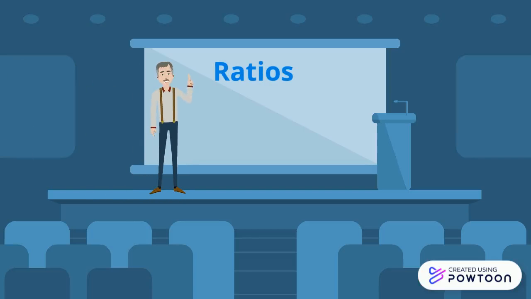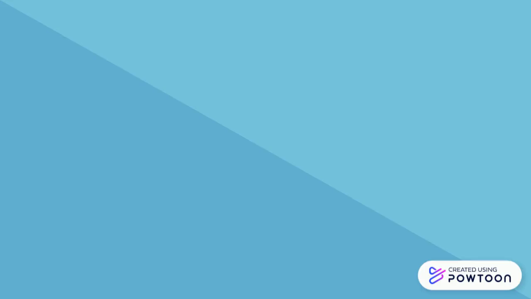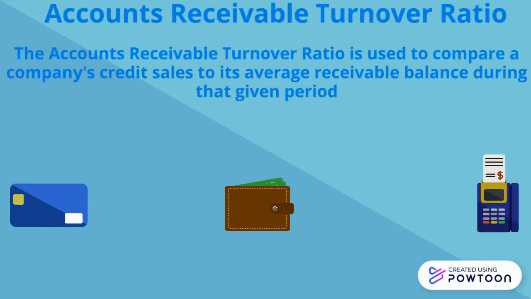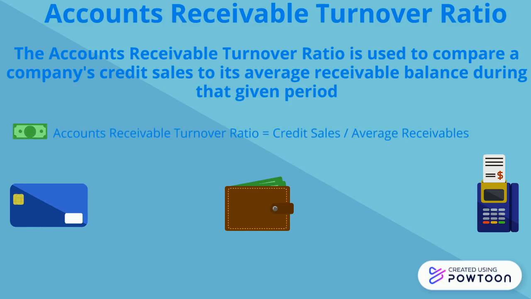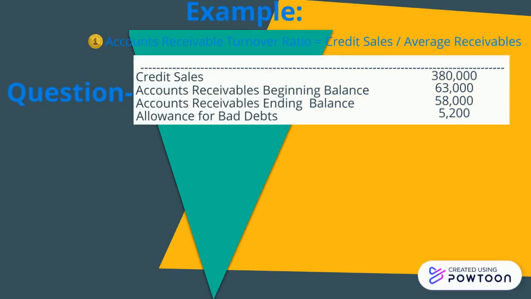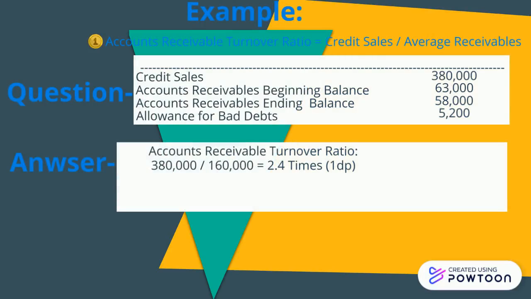Another way to analyze accounts receivables is through ratios. The accounts receivables turnover ratio is used to compare a company's credit sales to its average receivables during that given period. It is measured by having credit sales over average receivables. To calculate the turnover ratio, you have credit sales over average accounts receivables. In this case, it's 2.4 times. This is how many times a business collects its receivables.